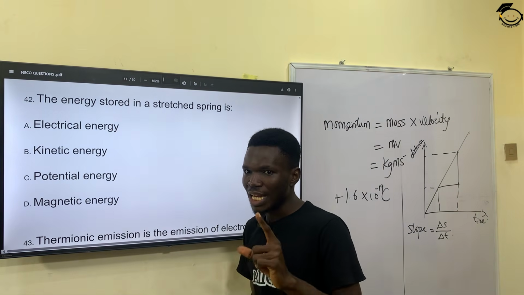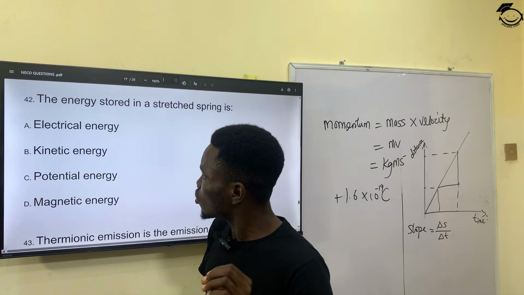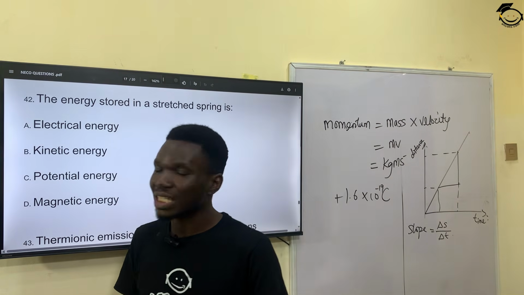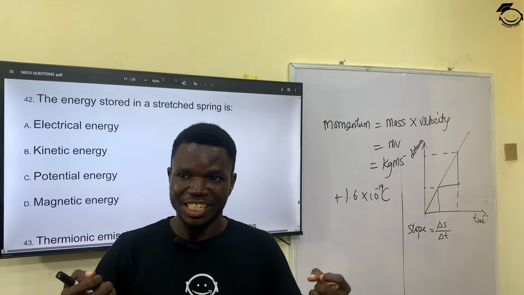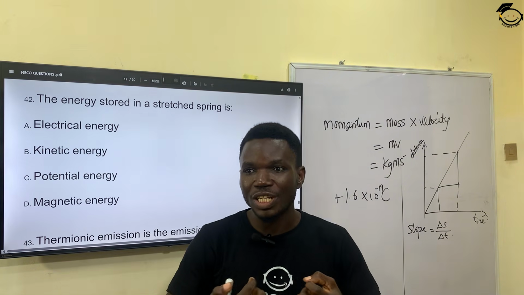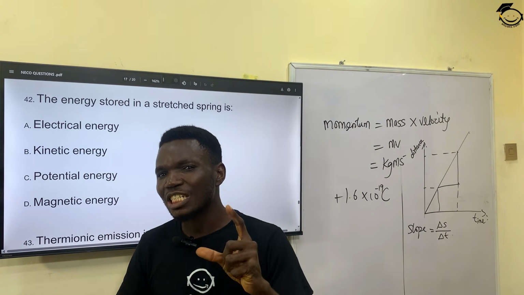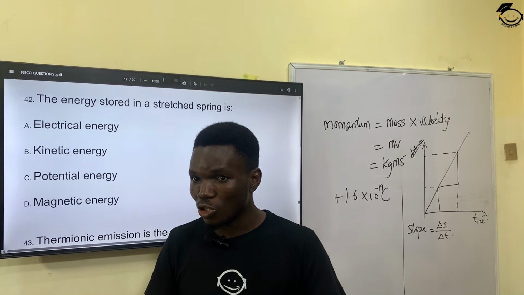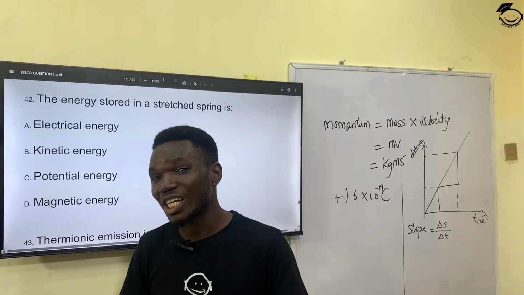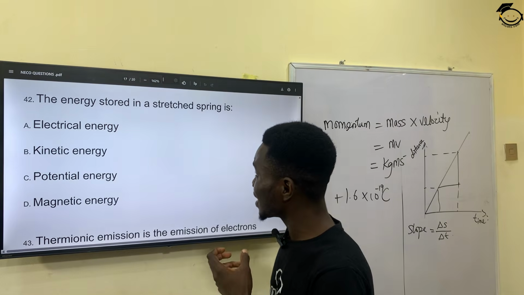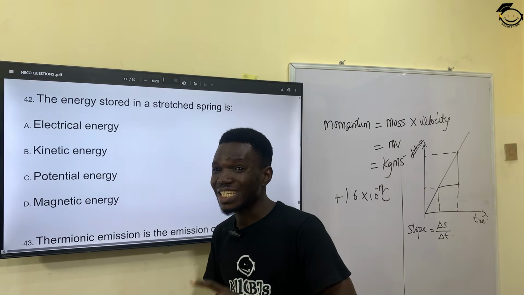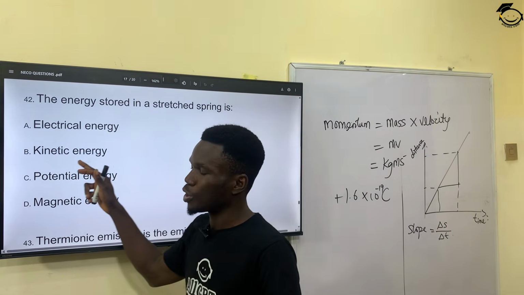So that takes us to question number 42, which says the energy stored in a stretched spring is dash. So when you stretch a spring, because that spring has moved a distance, that energy must be energy in motion because you have stretched it. So when you stretch a spring, the energy present in that particular spring at that particular time is kinetic energy, which is option B.